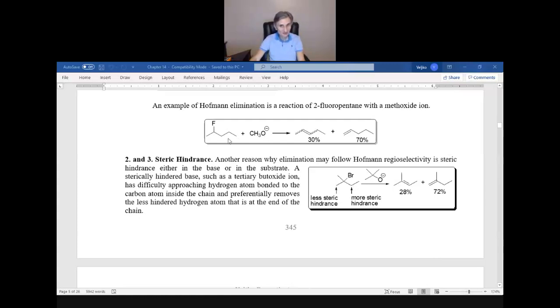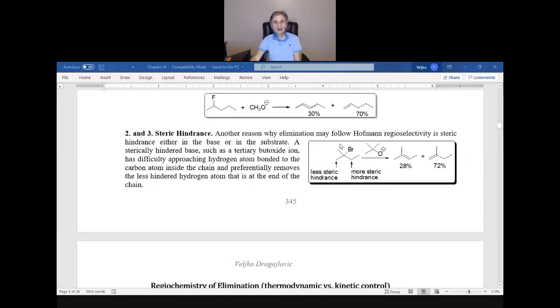So we just covered the poor leaving group. And you can see selectivity is not great, but it's noticeable because the odds of 2 double bonds forming is 50-50. So 70-30 is a big difference from 50-50. But still, it's not the selectivity that you would like, 95-5 or 99-1. 70-30, it's noticeable, but not that big.